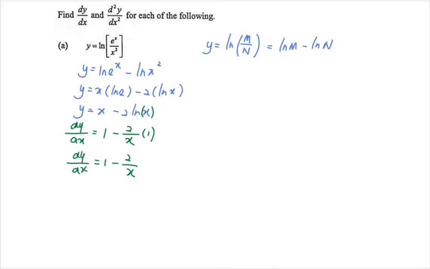Next, focus on the second derivative. By referring to this part, we have dy/dx equals 1 minus 2 over x. If we differentiate for the second time with respect to x, differentiate the 1, we will have 0. Do remember, if we differentiate 1 over x, we will have negative 1 over x squared. Same goes to this part, and we will have 2 over x squared.